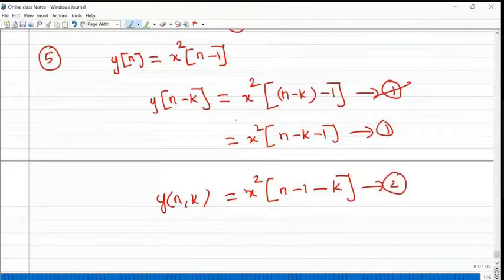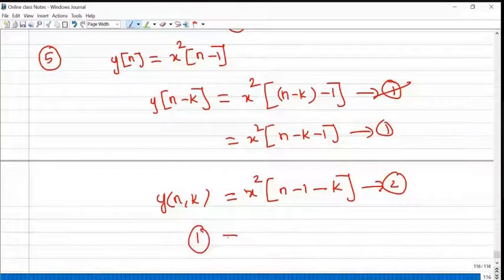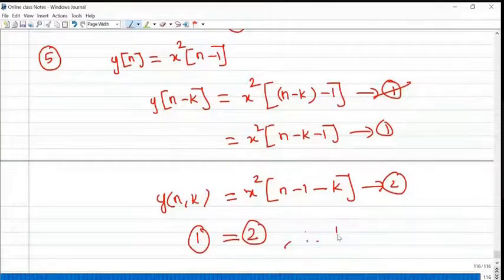So for this example, equation number 1 and equation number 2 are both equal. Here it is x square of n minus k minus 1, and x square of n minus 1 minus k. Both are equal. So 1 and 2 are both equal. Therefore, the system is a time invariant system.